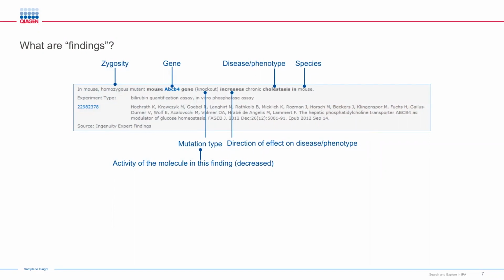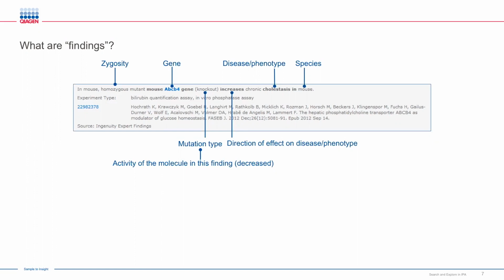We've structured the information that I just described in the earlier slide into what we call a finding. So they're pieces of evidence that support a relationship and a prediction in IPA, and we've structured it so it can be used computationally. It consists of details of an experiment that was published in the literature or database sources. So here's an example of a finding that you can see when you're in IPA.